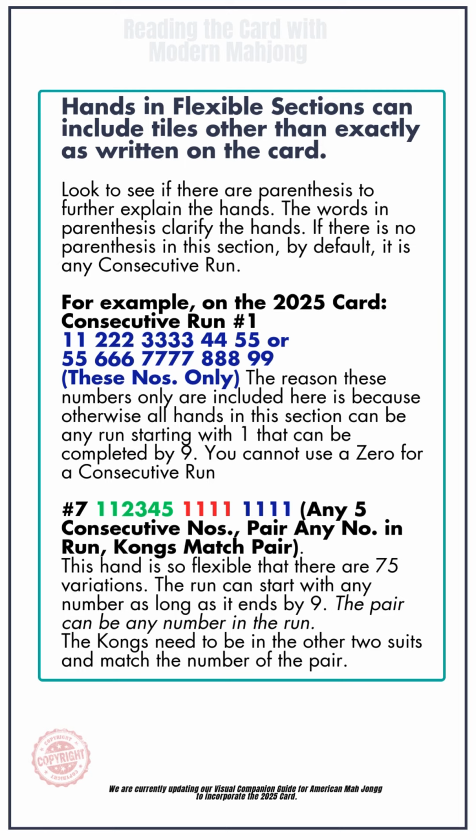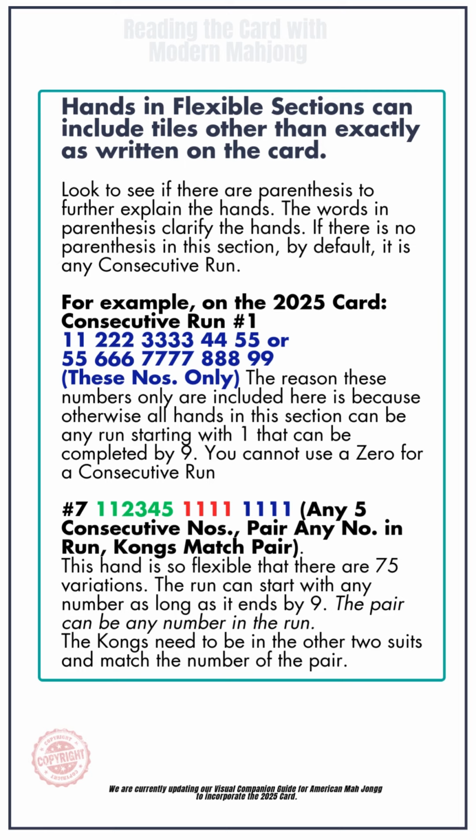So in the 2025 consecutive run number 1, the parentheses say these numbers only. And the reason that parentheses is really important here is because every other hand in this section can start at any number from 1 so long as it ends the run by 9. Once again, no 0 in consecutive run. They would have to specify that you could use it in the parentheses or have a 0 on the hand.